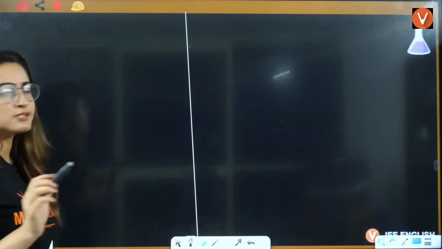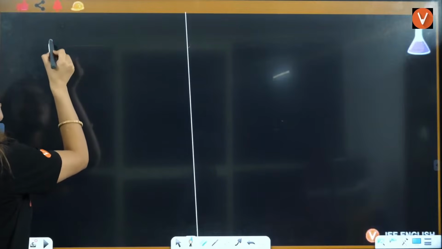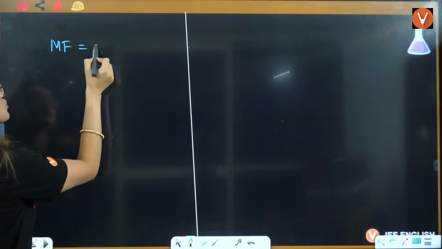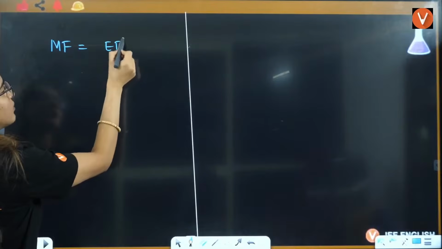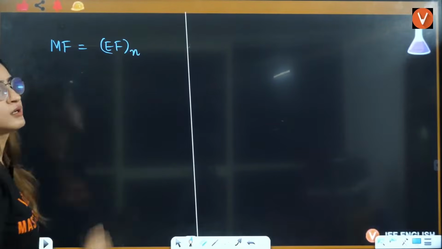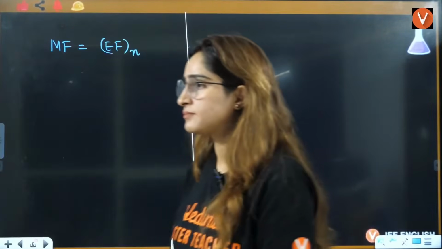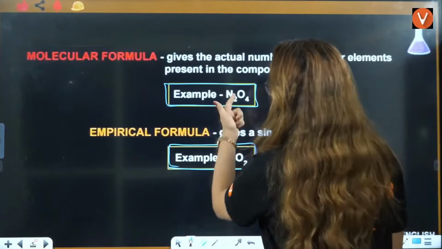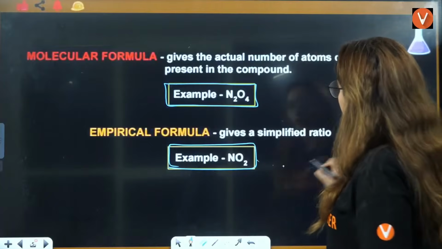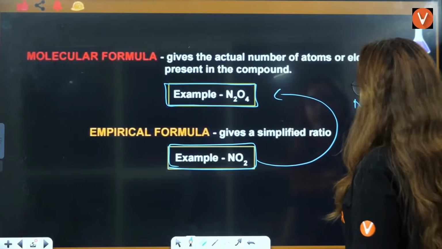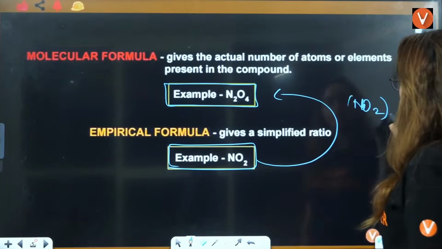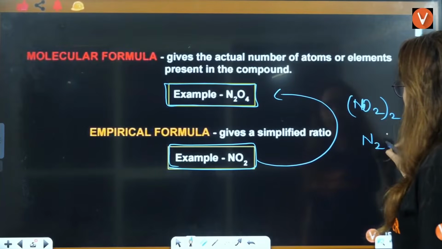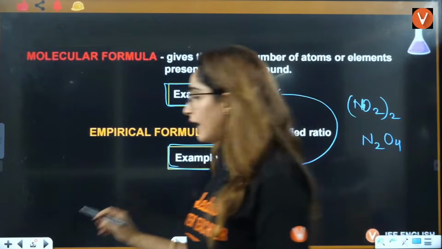The first formula is, as we have discussed, molecular formula is equal to empirical formula times n, right? That means if n is equal to 2 here, then the molecular formula will be NO2 times 2, so it will become N2O4, right?